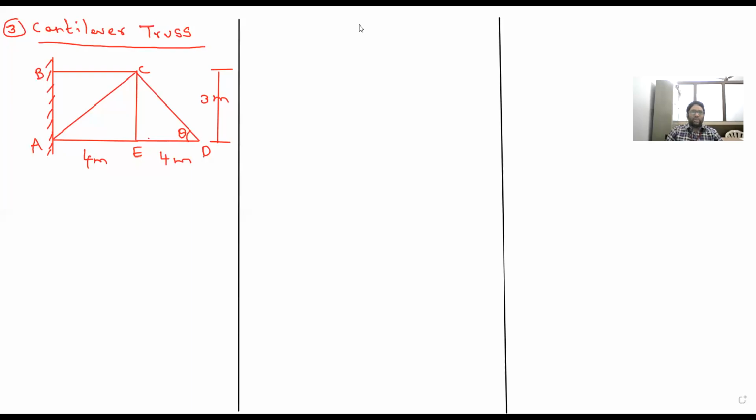Okay. So this is the problem that we are going to solve in today's class. This is a cantilever truss. So I will write some of the important note points here before solving the problem.